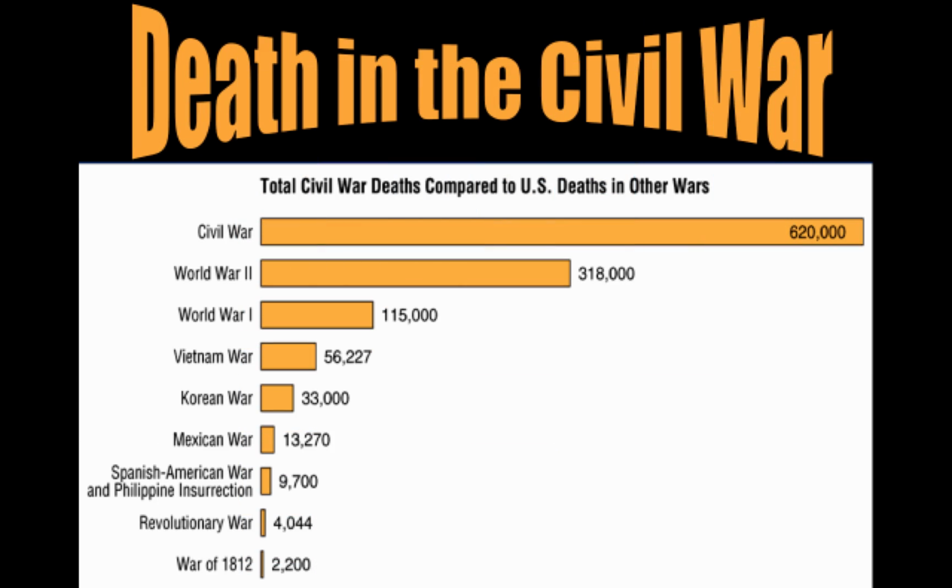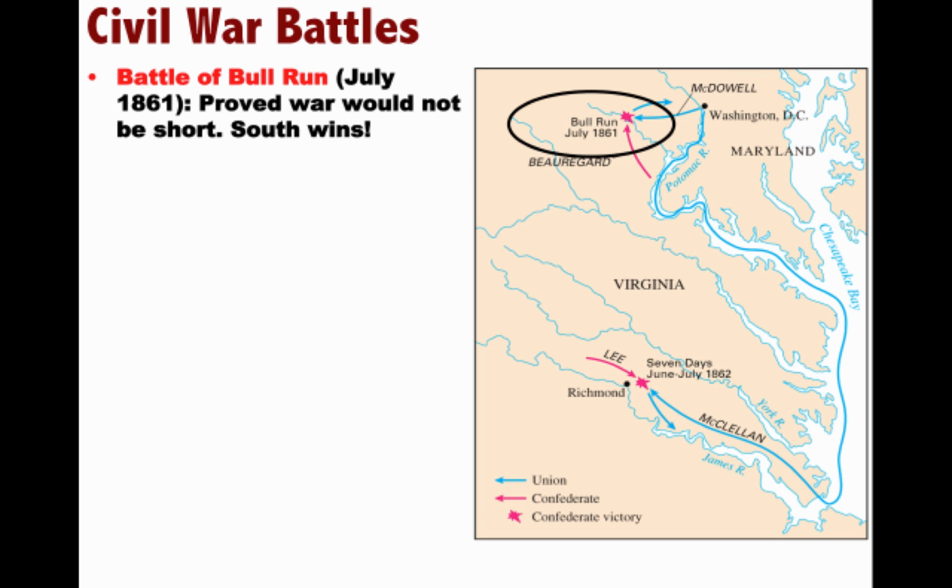Key thing you should keep in mind though, this is America's deadliest war. Over 600,000 Americans lose their lives during the fighting in the Civil War, and this graphic puts things in perspective for you. So key Civil War battles, one is Bull Run, July of 1861.